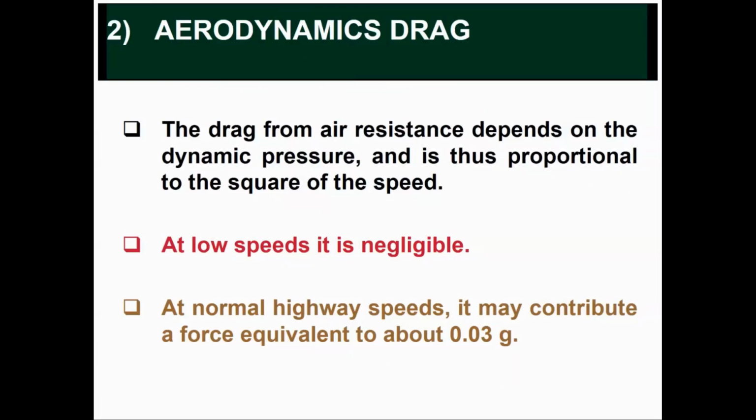Okay, and normally at highway speed around 100 km per hour, the aerodynamic drag force will contribute about 0.03 G. Maksudnya 0.03 times 9.81. So dapatlah berapa Newton dia.